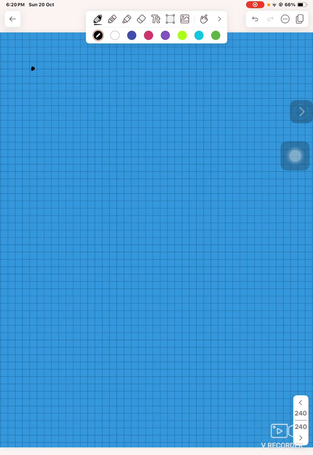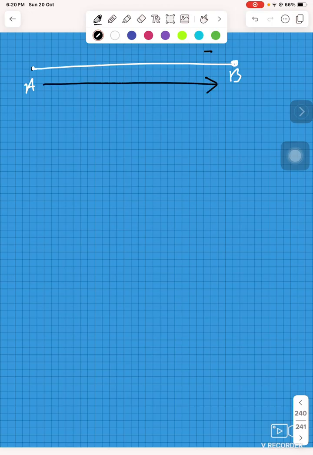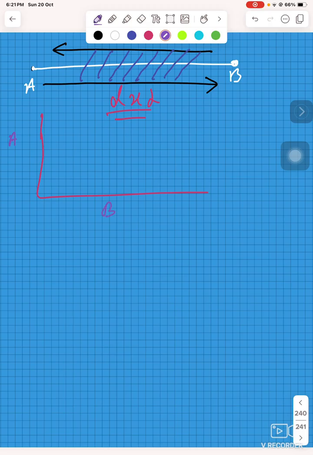Okay, let's suppose these are two points, and from A to B a person goes towards B and returns back. So he does a double journey, so whatever his journey is, d times 2. I will make a graph for person A and person B. Let me just draw first.